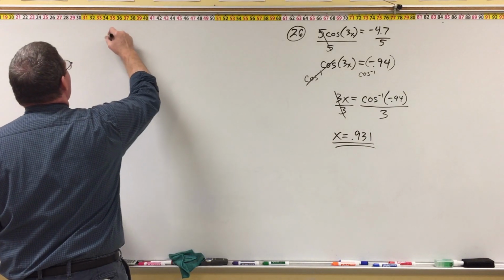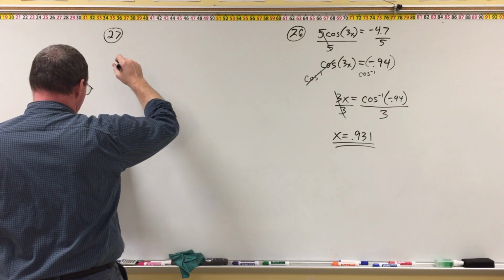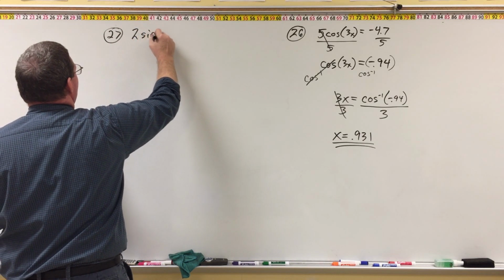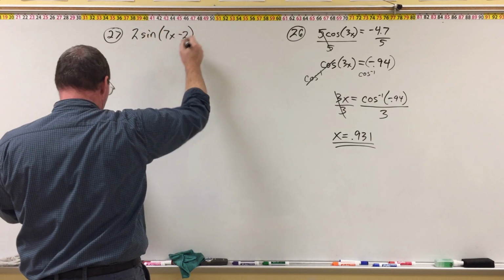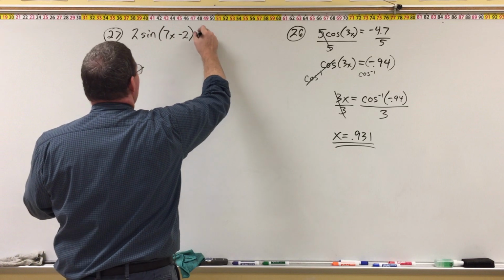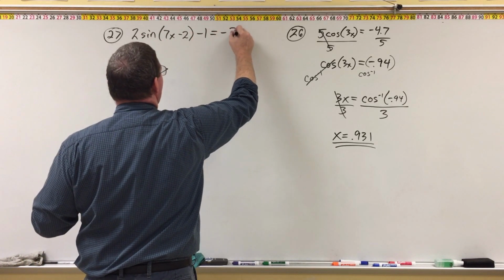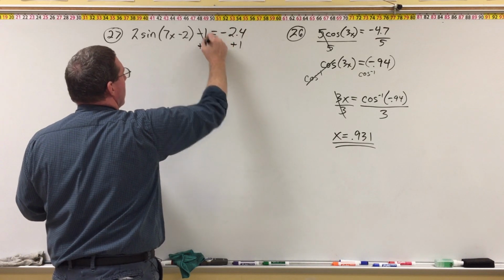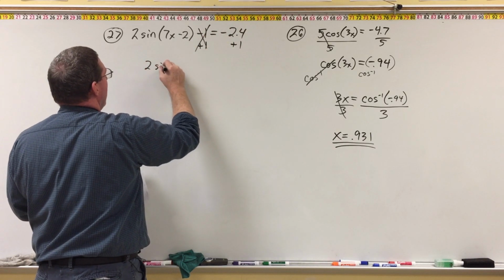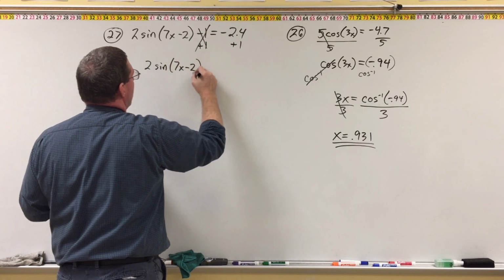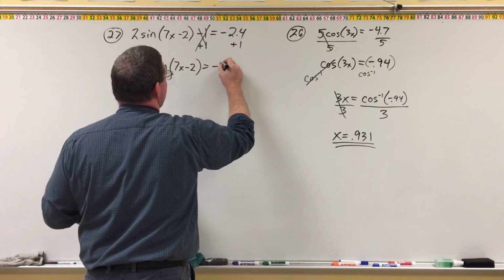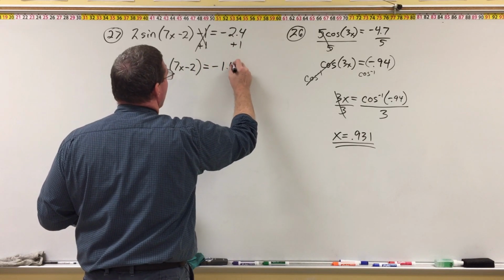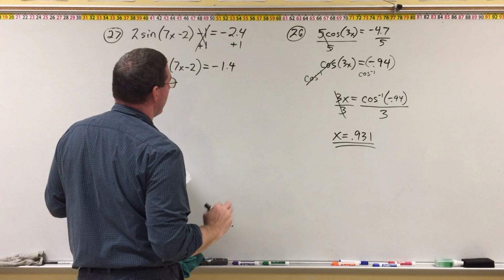All right, question 27 is 2 sine of 7x minus 2, minus 1 is equal to negative 2.4. All right. So the first thing I'm going to do is add 1 to both sides to cancel here. And now I have 2 sine of 7x minus 2 is equal to, add 1 is going to give us negative 1.4, because negative 2.4 plus 1 is negative 1.4.